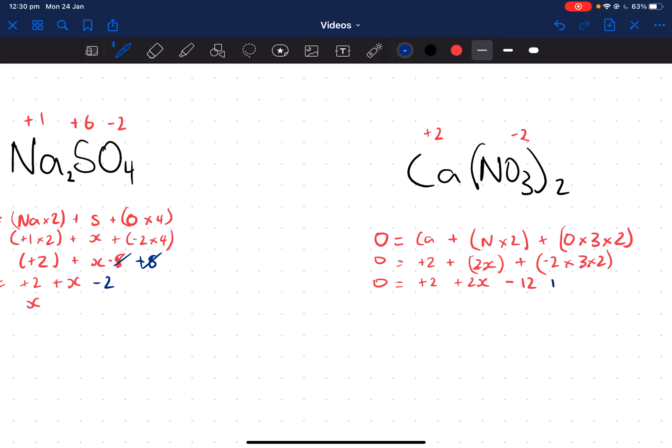So we're going to start by adding 12 to both sides, which is going to give us positive 12 equals positive 2 plus 2x. And then we are going to minus 2 and minus 2. And that'll give us positive 10 equals 2x. And our last step, we are going to divide by 2 on this side, get rid of those, and divide by 2 on this side, and that is going to leave us as positive 5 equals x. So in this case, our nitrogen is going to be a positive 5.